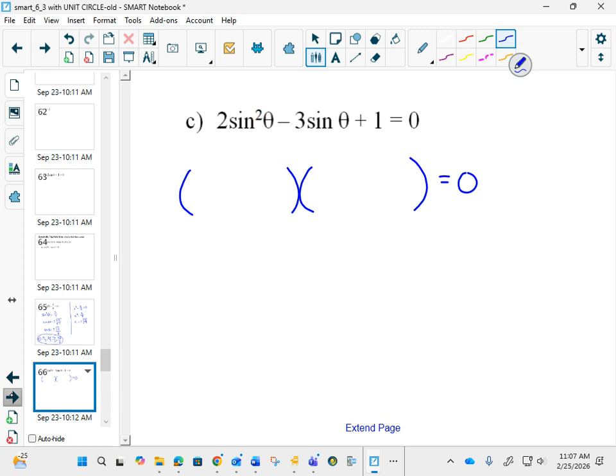So one of the things that I use when I'm factoring is I say to myself, when you multiply things out, whatever your first ones are, so the first one here and the first one there, will have to give me 2 sine squared theta. Whatever my last ones are going to have to give me 1. And if I multiply the outside and the inside and combine them, I'm going to get minus 3. So I'm going to think this through and see if I can figure out which one goes with which.